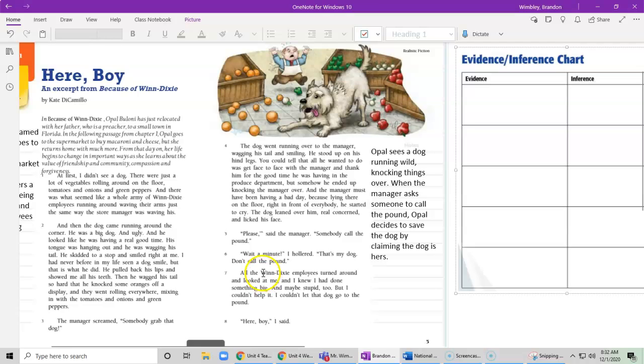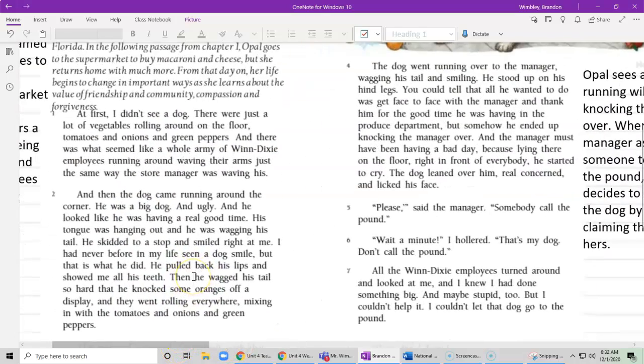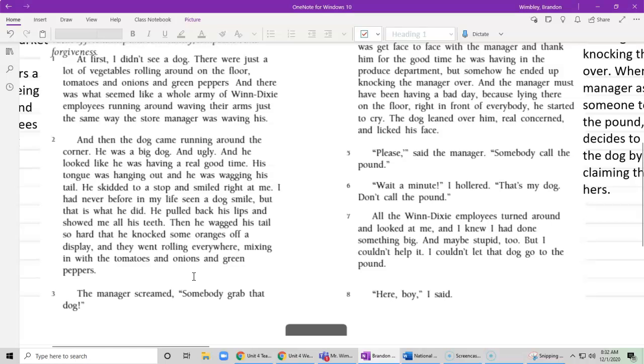So we're going to look at Here Boy, and we're going to look at paragraphs 1, 2, and 3. So that first section. So let's zoom on in. And now we're ready to begin.